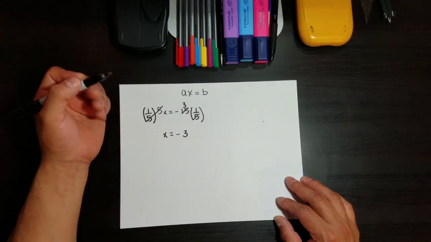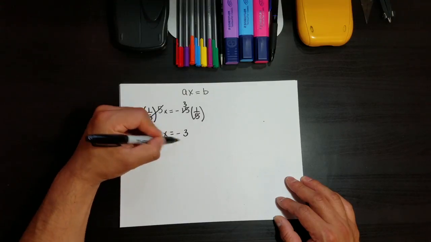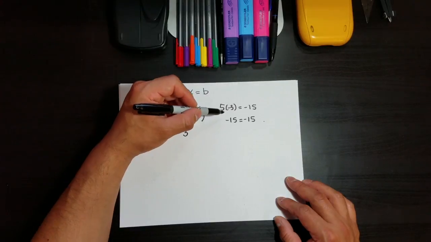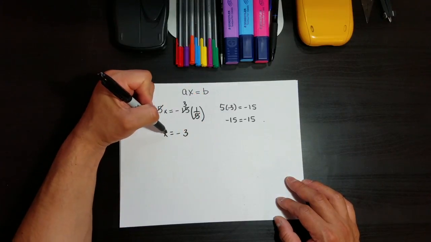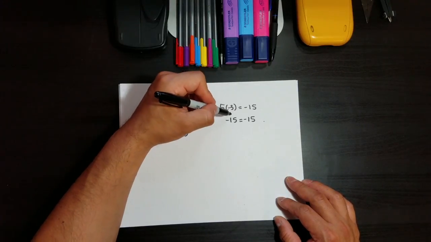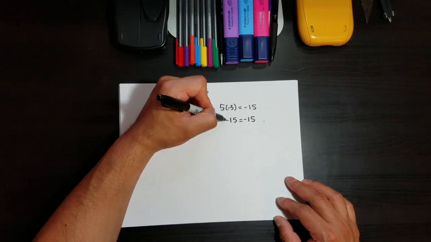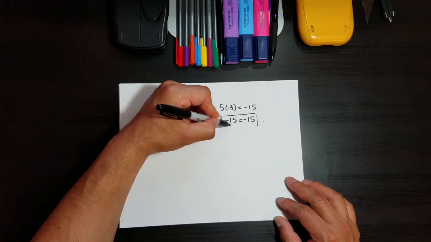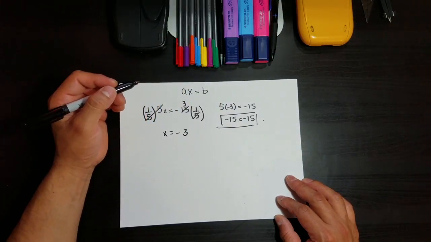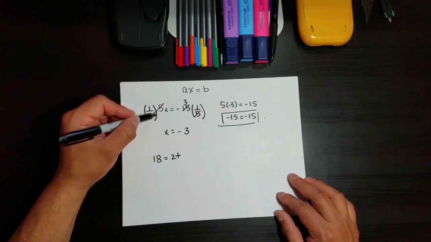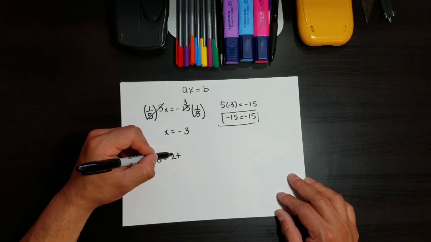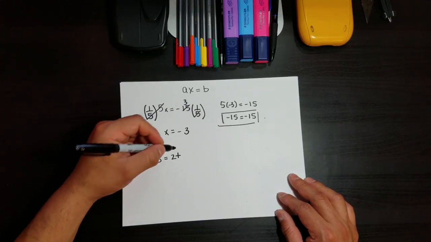Now remember, if you want to check your answer, all you got to do is substitute your constant where x is. So once we replaced the variable with the constant and we get our answer, negative 15 is equals to negative 15, you know that this solution is correct. Same thing as we did here. All we got to do is multiply the reciprocal of the coefficient on both sides.